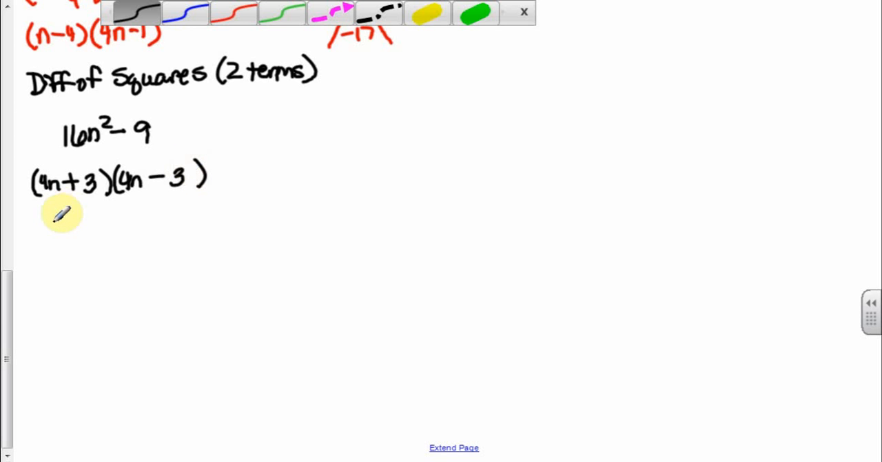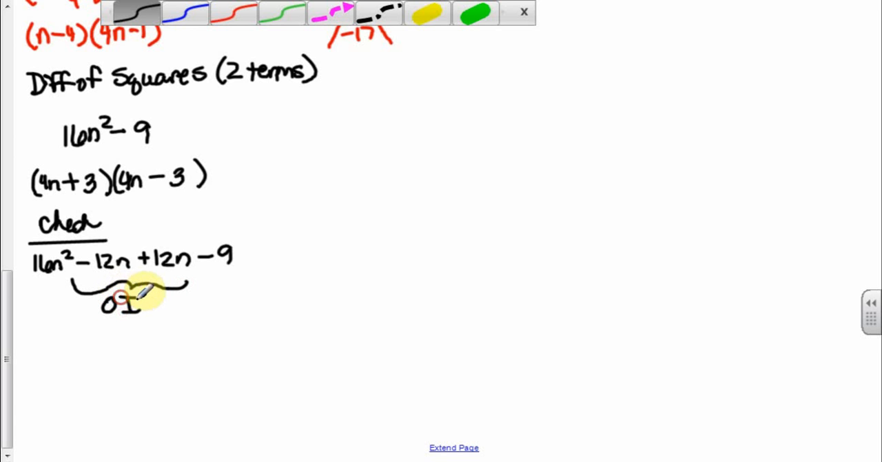You can check this by FOILing it out. And I'm going to check this one because I want to show you what happens. The first times the first is 4n times 4n. That's 16n squared. The outer is 4n times negative 3. So that's negative 12n. The inner terms are positive 3 times positive 4n. So that's positive 12n. And the last terms are positive 3 times negative 3, which is negative 9. If you will notice, the outer and the inner products always add to be 0 on a difference of squares.